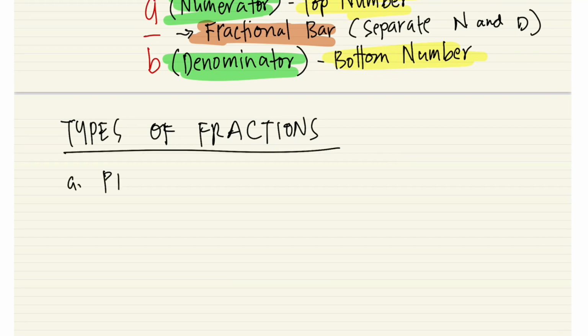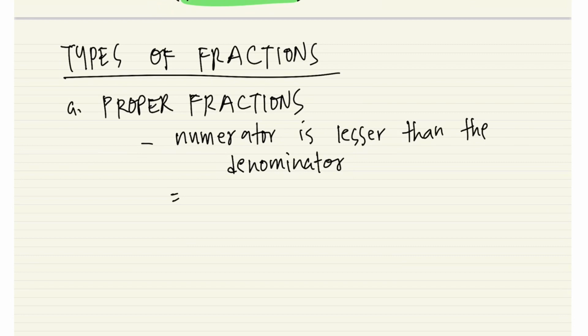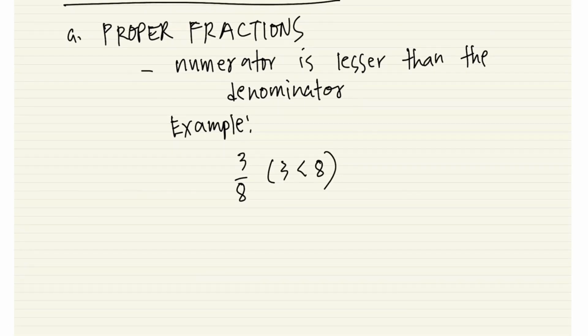The first type is the proper fraction, in which the numerator is lesser than the denominator. For example, we have 3/8, of which 3 is lesser than 8. Alright, so that is what we call a proper fraction.